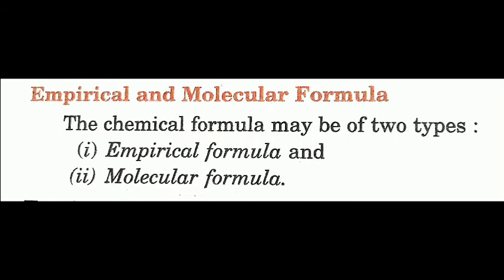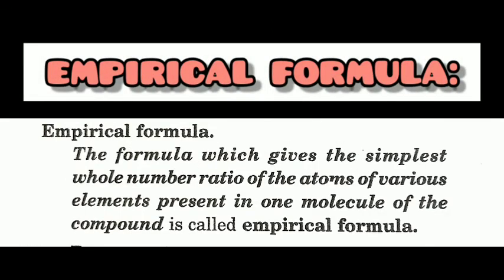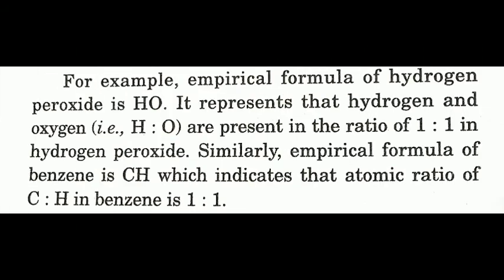Now we will see what empirical and molecular formulas are. The chemical formulas may be of two types, empirical formula and molecular formula. The formula which gives the simplest whole number ratio of the atoms of various elements present in one molecule of the compound is called the empirical formula. For example, the empirical formula of hydrogen peroxide is HO. It represents that hydrogen and oxygen are present in the ratio of 1:1 in hydrogen peroxide.